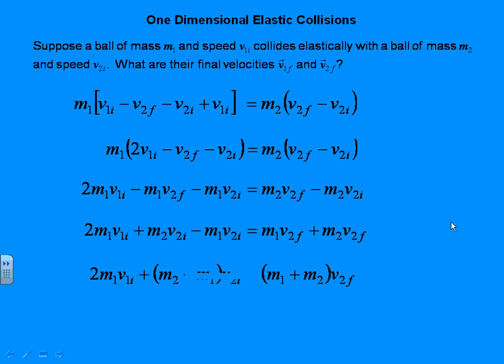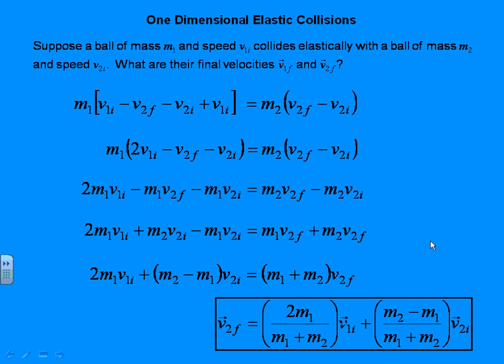Factor out the v2f's on the right-hand side. Factor out the v2i's out of the two terms on the left-hand side, sorry. I'm just doing that to make the equation look better. And then divide by m1 plus m2. And here is our second keeper equation.